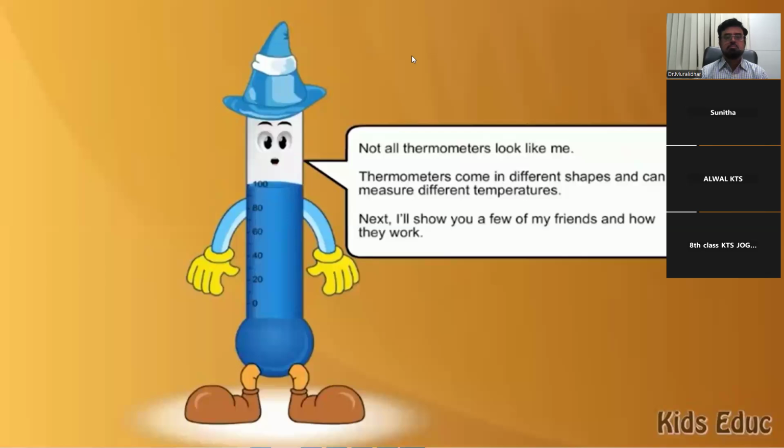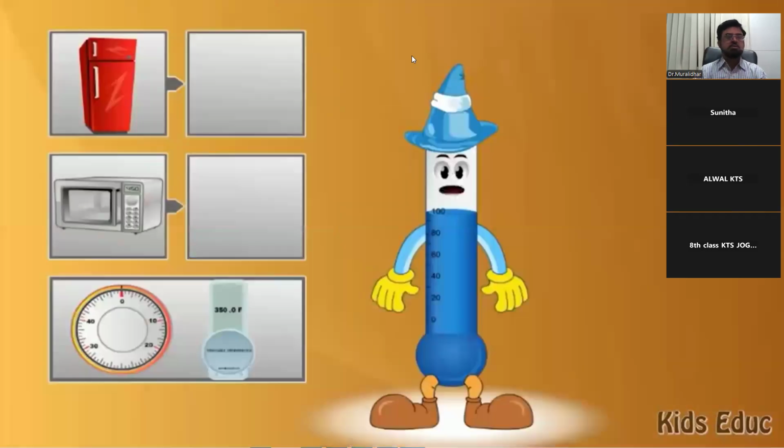Not all thermometers look like me. Thermometers come in different shapes and can measure different temperatures. Next, I'll show you a few of my friends and how they work. All the types of thermometers can be found in lots of places. They are in refrigerators so that we can select the right temperature to store our food. Those thermometers measure cooler temperatures. Stoves or furnaces have thermometers so that we can select the right temperature to heat our homes. They measure warmer temperatures than refrigerators.